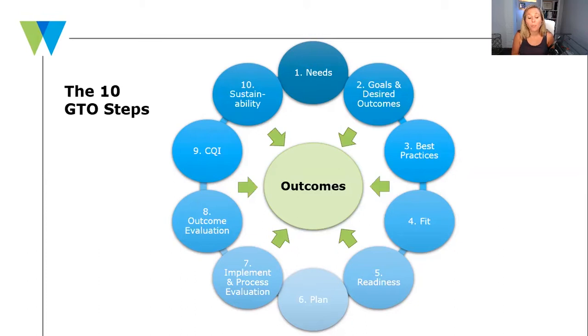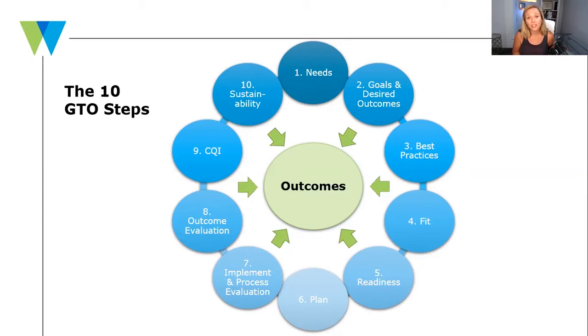Step 6 is about putting a systematic plan together. So once you know what you're doing, how you're going to adapt it, and how you're going to be ready for it, we put a plan together. Then step 7 is taking that plan and implementing it. However, we know that good ideas and good plans could often fail to get results because they're just not implemented well. And so in step 7, we monitor how we're implementing it and we improve implementation as time goes along. Then we move to step 8, which is outcome evaluation.